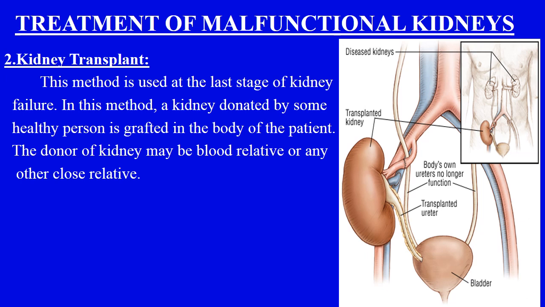Then last one is the kidney transplant. This method is used at the last stage of kidney failure, when nothing can happen at that time, when the dialysis fails. In this method, a kidney donated by some healthy person is grafted in the body of the patient, right? The donor of the kidney may be blood relative or any other close relative.